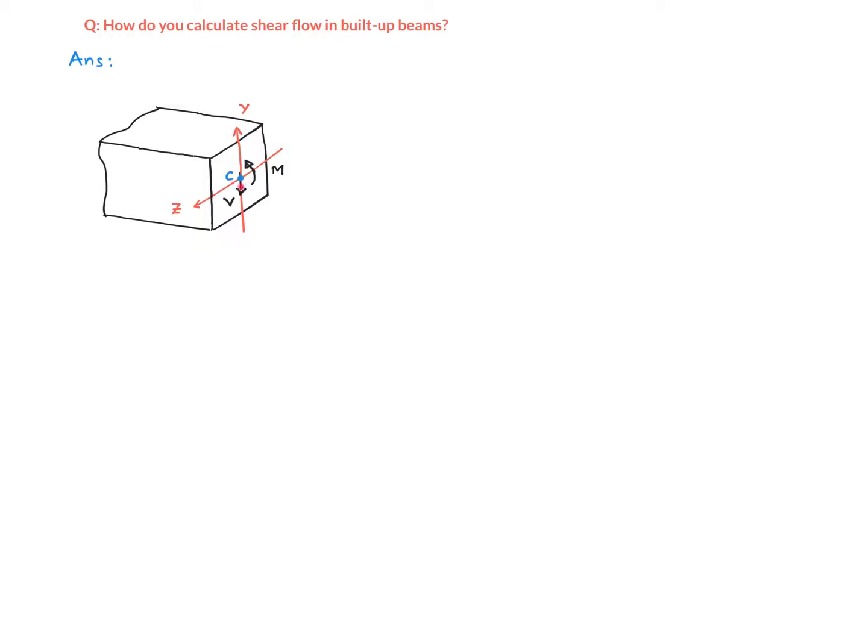Because of two-way symmetry, the centroid C of this rectangular cross-section is going to be right in the middle. I have placed the y and the z axes right at the centroid C. The beam is subjected to a shear force V in the y direction and a bending moment M about the z-axis, like shown in this picture. So what is shear flow? Well, shear flow, and we'll call that little q, is the shear force per unit length along the x-axis.